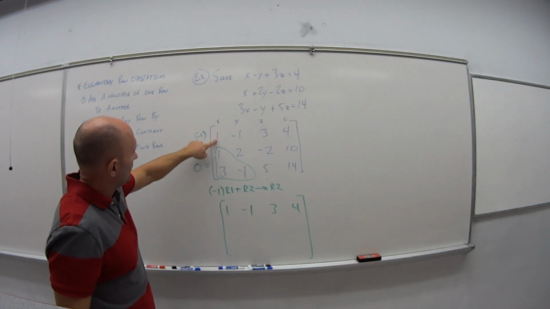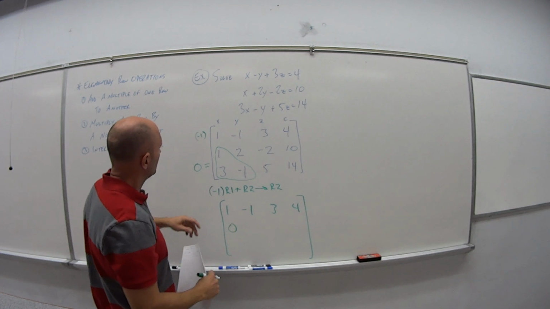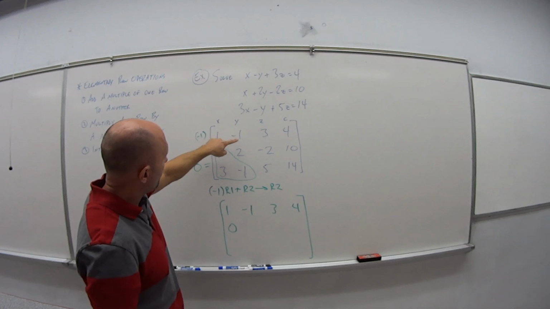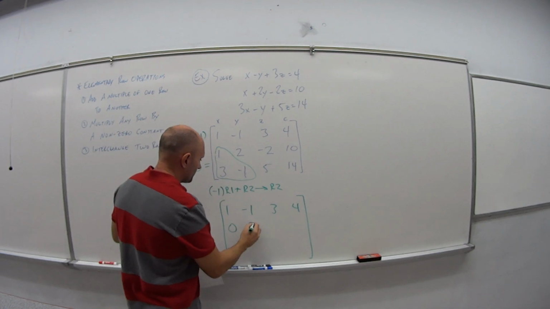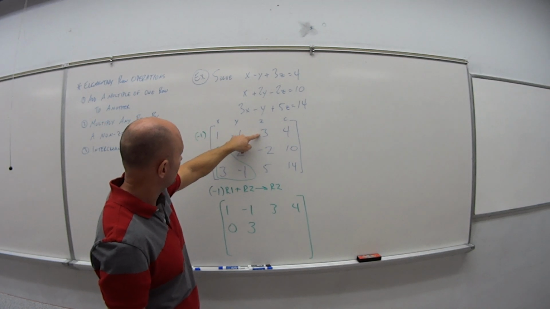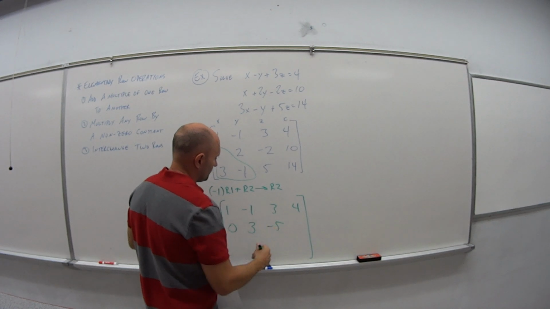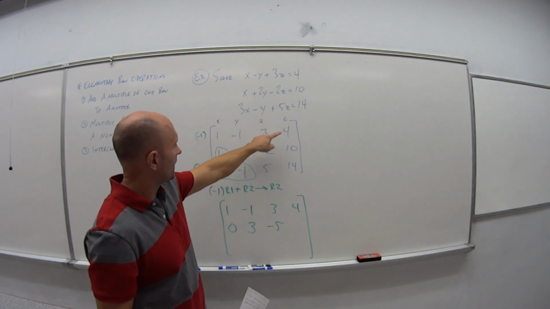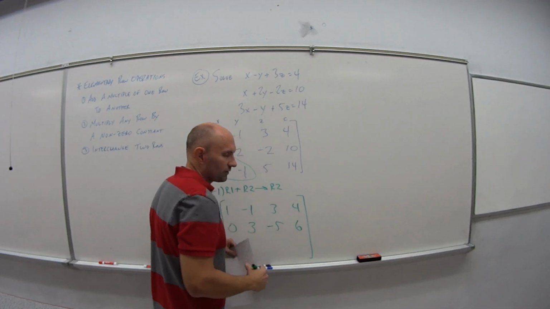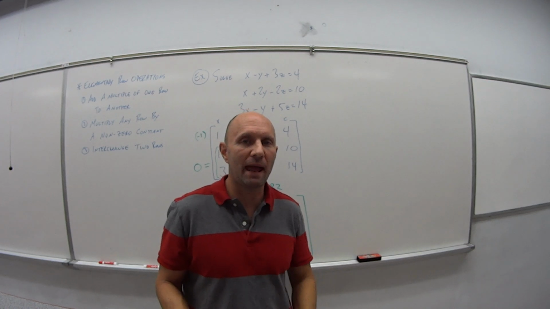-1 times 1 is -1, plus 1 is 0. -1 times -1 is +1. 1 plus 2 is 3. -1 times 3 is -3. Minus 2 is -5. And -1 times 4 is -4. Plus 10 is 6.